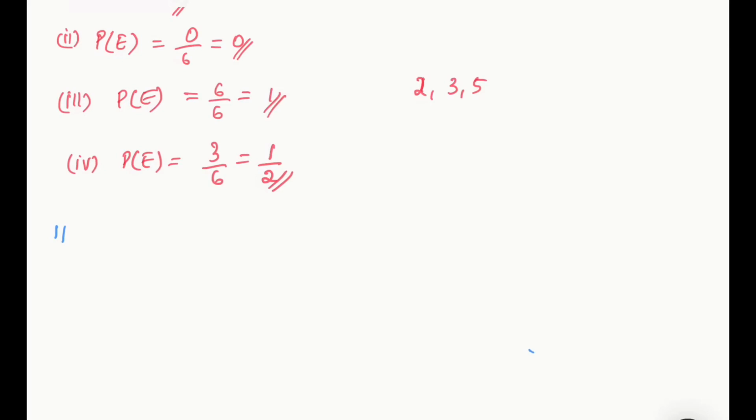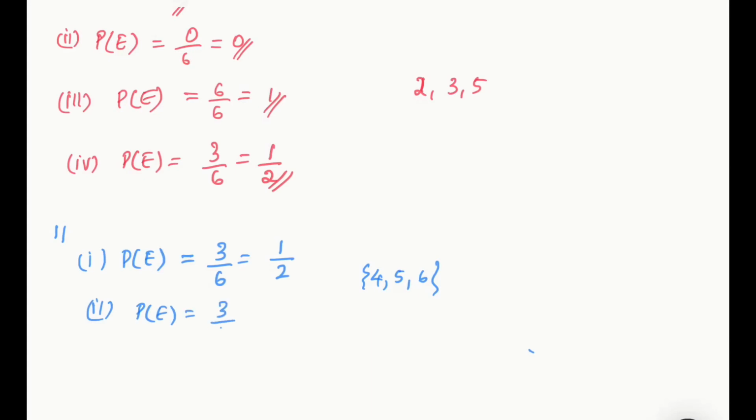Now coming to question number 11. A dice is thrown once. Find the probability of getting an even number. Again, similar question we have already done. So how many even numbers are there? 2, 4 and 6. So it is 3 by 6, that is equal to 1 by 2. Now second question, a number between 3 and 8. What are the numbers between 3 and 8? So 3 will not be included. 7 and 8 is not there on the dice. So it is 4, 5 and 6. So P of E equal to, again 3 by 6, that is equal to 1 by 2.